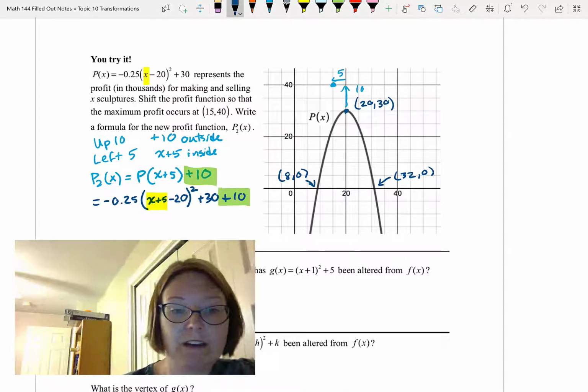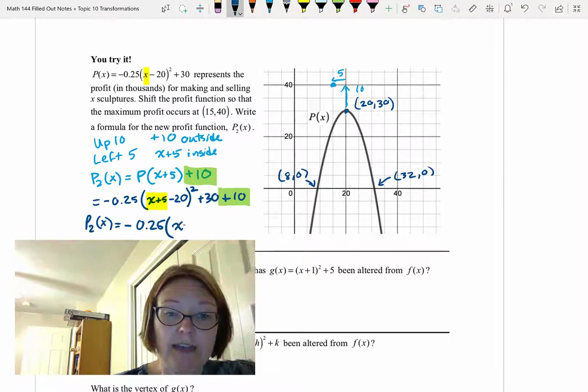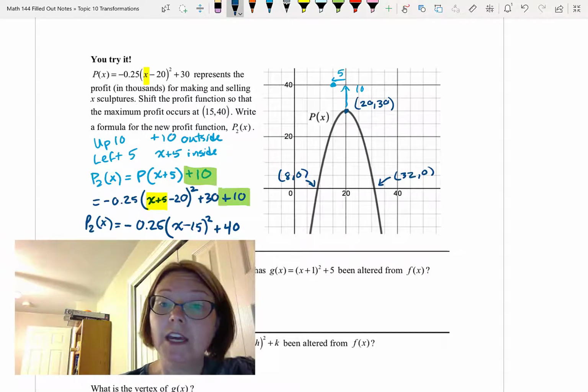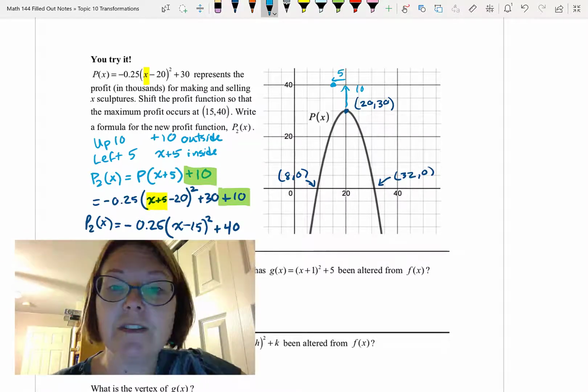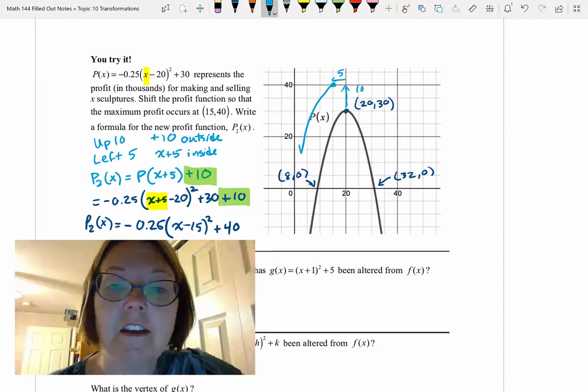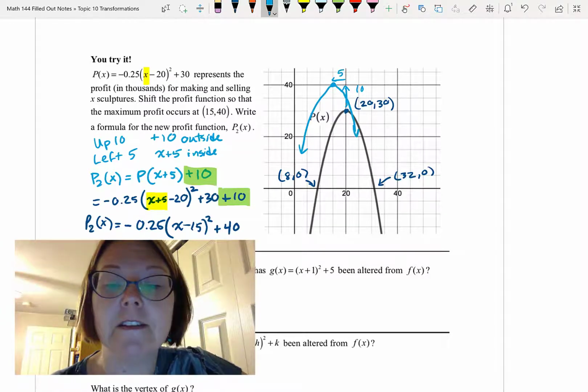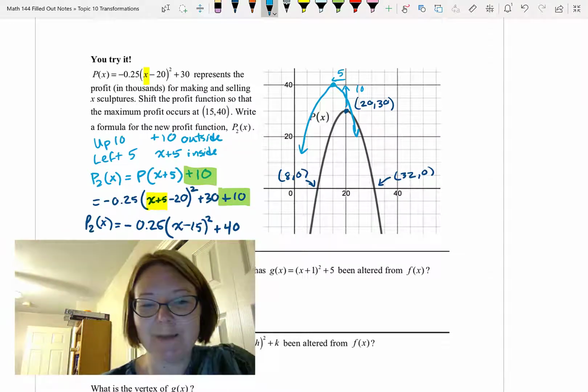Okay, so simplifying, we have p sub 2 of x equals negative 0.25 times x minus 15, the quantity squared, plus 40. And that should give us what we need to shift this parabola 10 up and 5 to the left. I'll leave it to you to check that with Desmos.